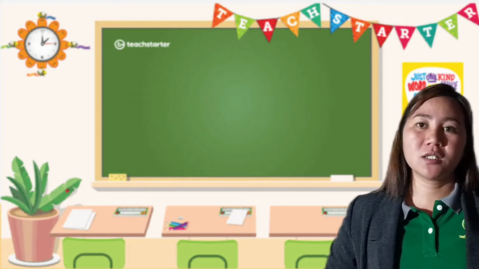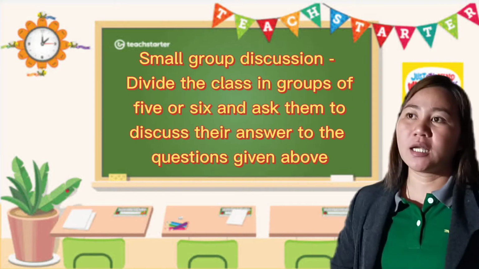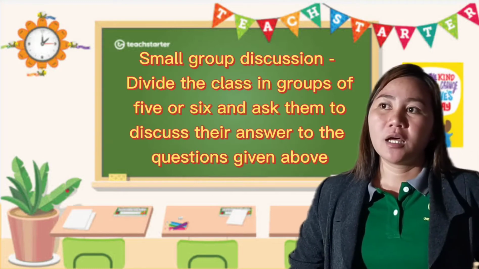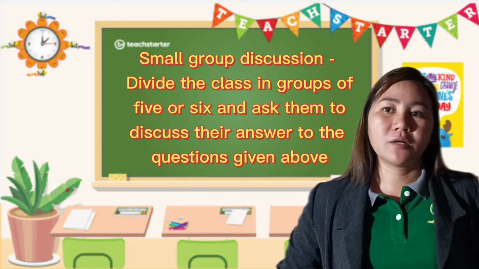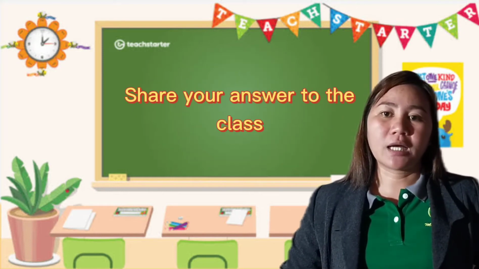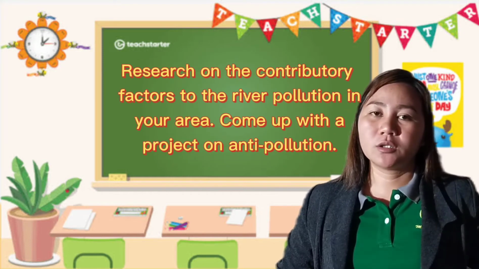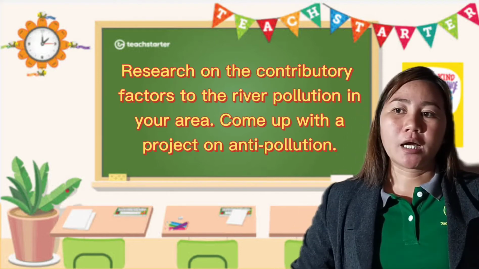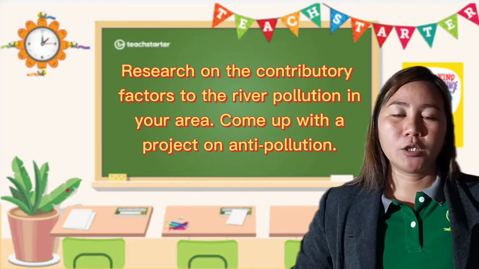The activities: small group discussions. Divide the class into groups of 5 or 6 and ask them to discuss their answers to the questions given above. Share your answers with the class. Research on the contributory factors to river pollution in your area. Come up with a project on anti-pollution.